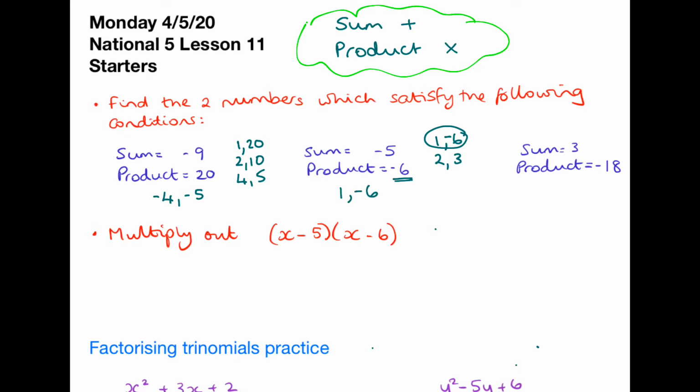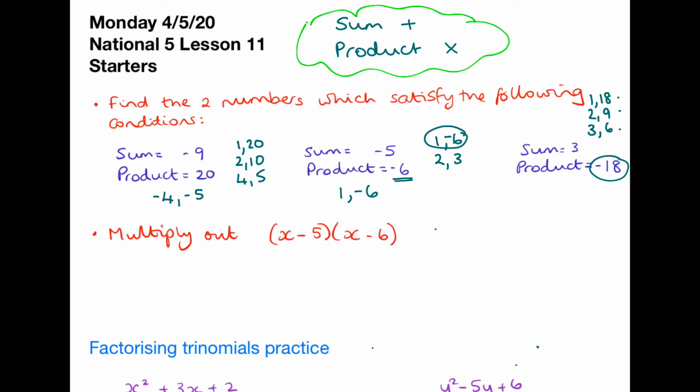Okay, for the last one, the sum is 3 and the product is -18. So we'll do the same as we did before. We'll write down the factors of 18. So we've got 1 and 18, 2 and 9, 3 and 6. And we've got a product of -18, which means the signs are going to be different. So we need to work out which pair of numbers here gives us a sum of 3 when we add them together, when one's positive and one's negative.